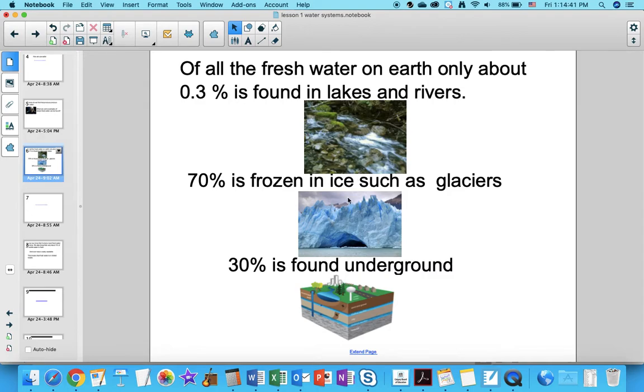You can't just go find a glacier and drink it. You need to process that water. You need to melt that water. You need to make it accessible. Water found underground, well, you got to dig for it. You got to find it underground. Only 0.3% of fresh water you can just pick up and drink. And even then, you'd probably need to clean it.